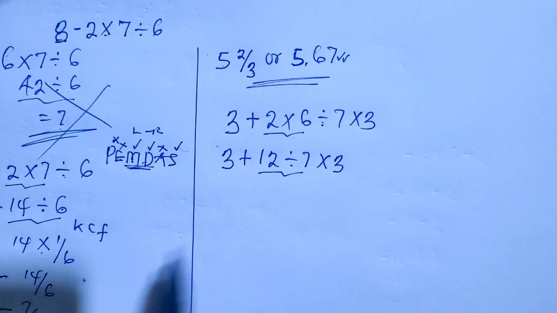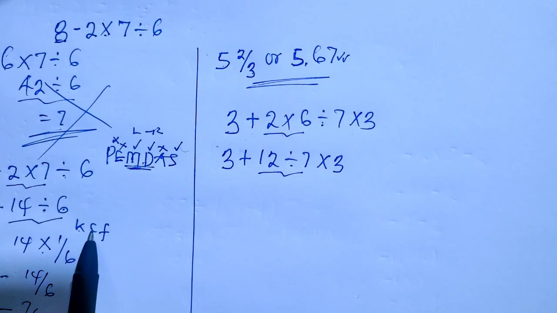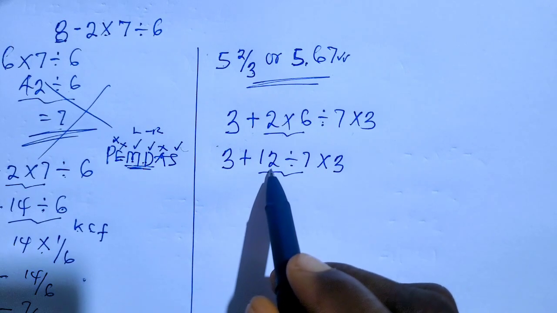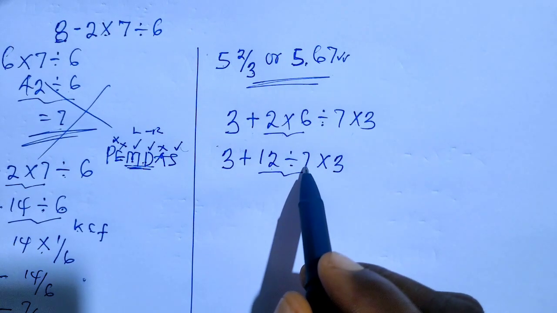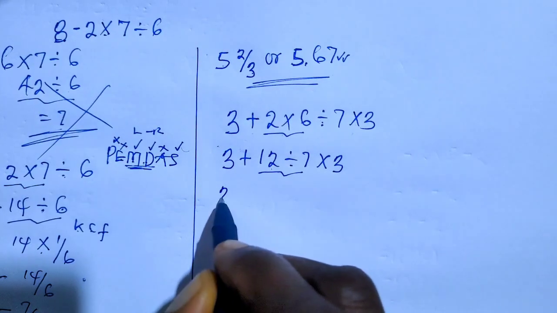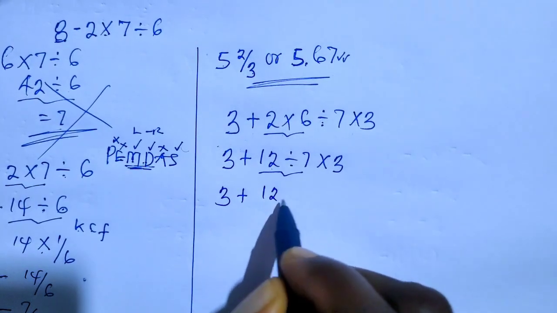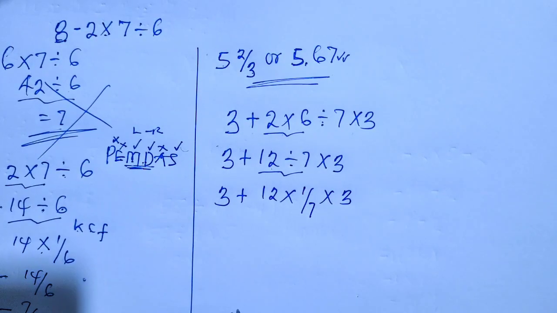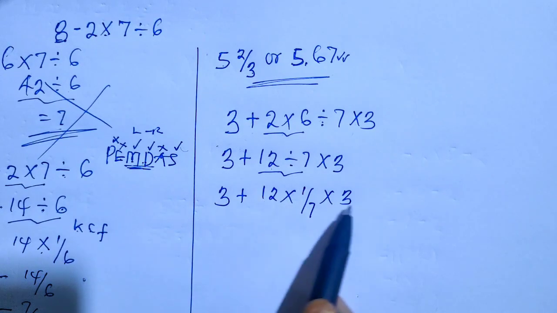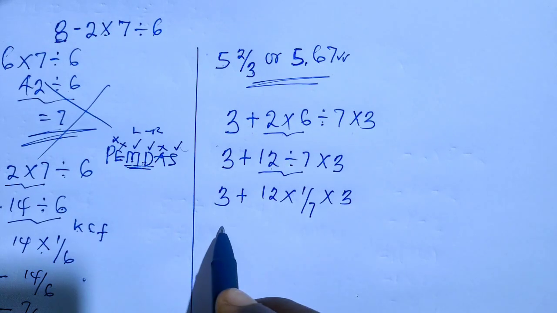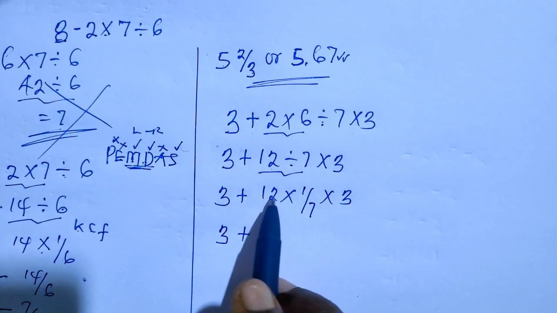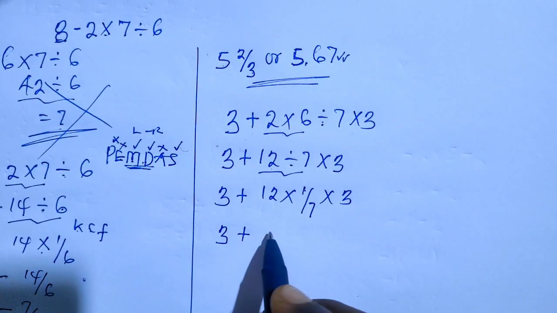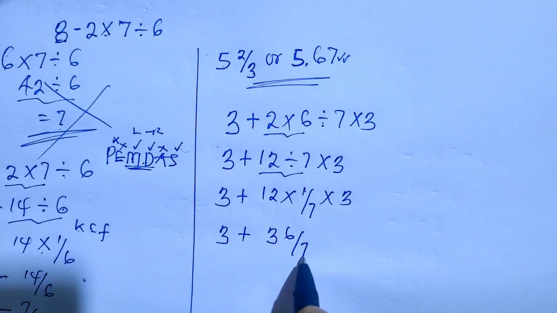Note that we have K meaning keep, C meaning change and F meaning flip. This simply means we are going to keep this first value, which is 12, we change this into multiplication, then we flip 7, and the expression becomes 3 plus 12 multiplied by 1 all over 7 multiplied by 3. And right here, we're going to multiply this out. Simplify this out, we're going to have here 3 plus 12 times 1, that's 12. 12 times 3, that will give us 36 all over 7.